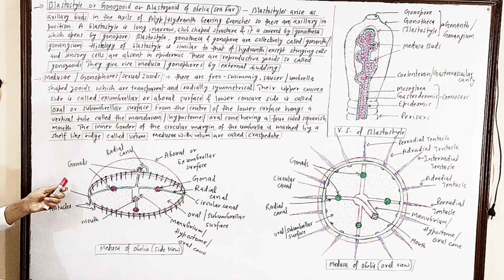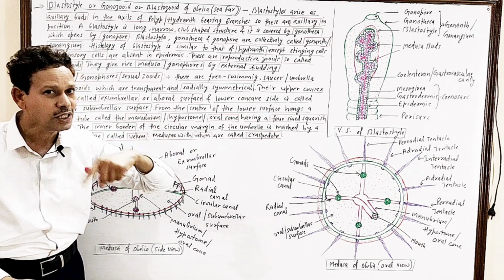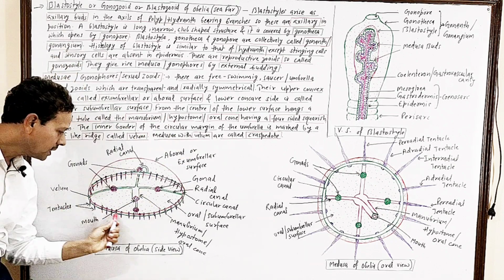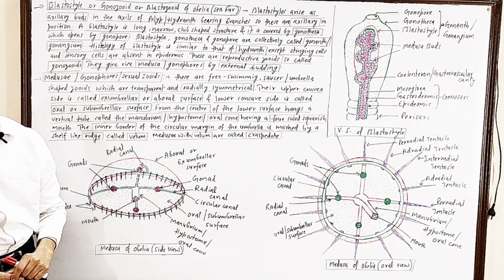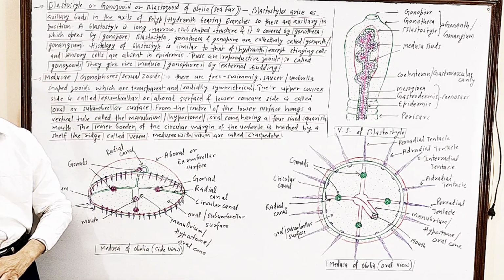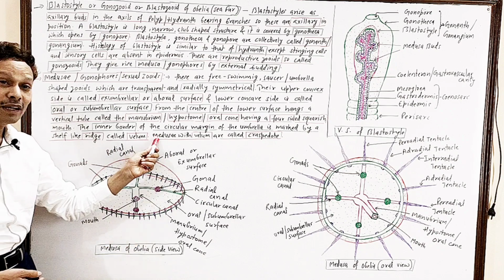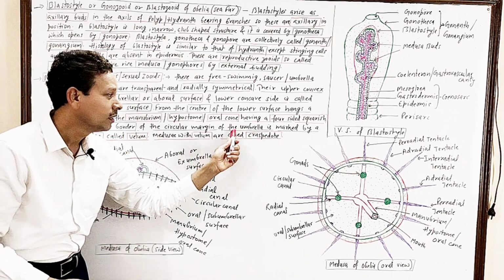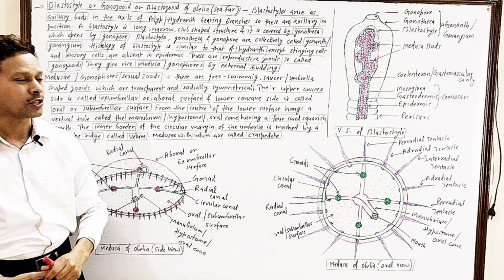velum. We said, dear students, the inner margins of this medusa give rise to shelf-like ridges named velum, and a medusa with velum is named craspedote. Very important for competition, students.